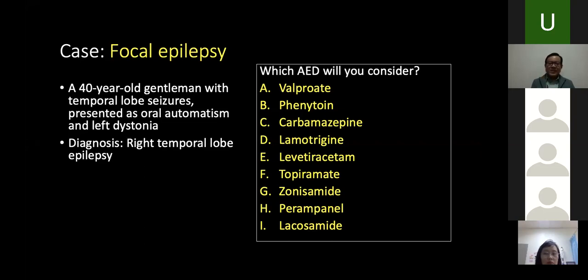This is a repeat of what Dr. Khoo mentioned just now. So the poll, can we have the poll now or not? Great. Which one do you consider? There are so many of them. Which one? Or some of them, if you don't know what it is, then you don't have to take. Which AED would you consider based on the simple rules, evidence, guideline, and seizure type?